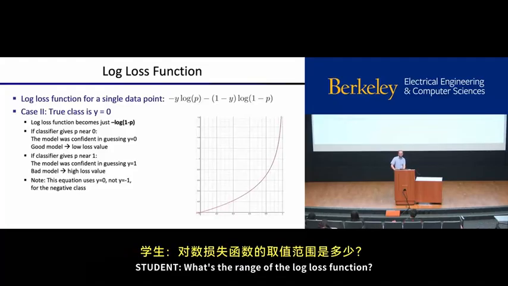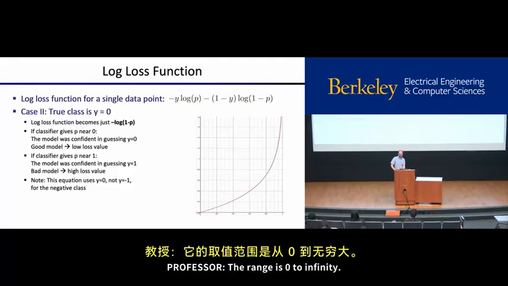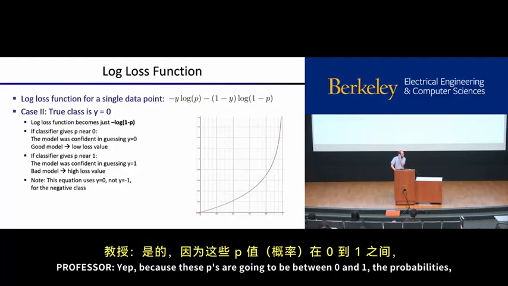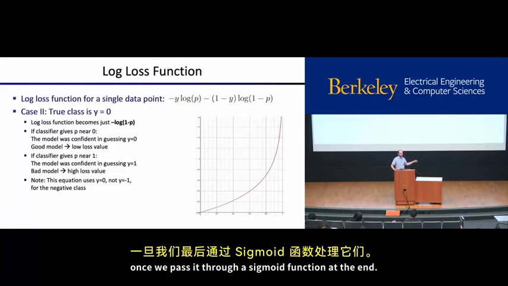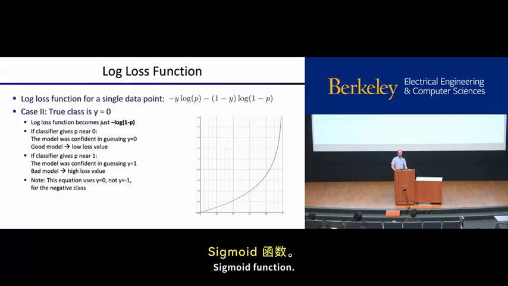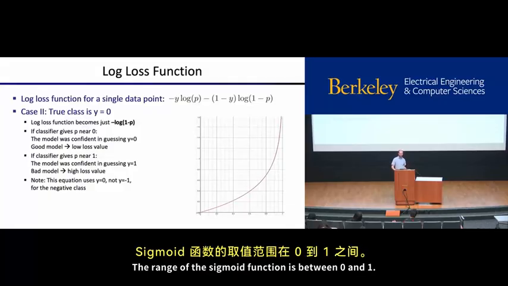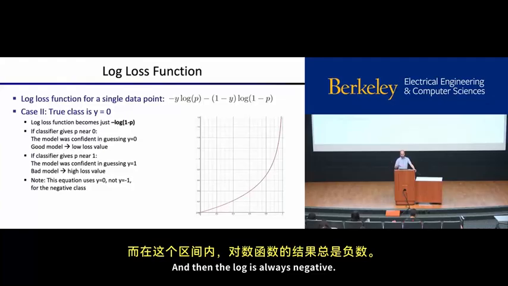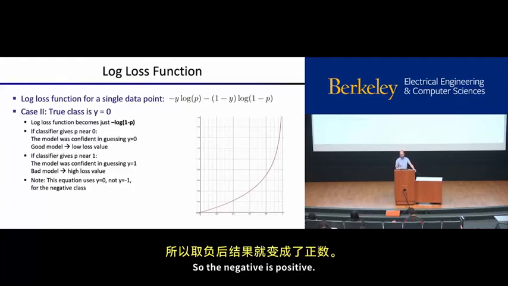Yeah? The range is 0 to infinity. Yeah. Because these p's are going to be between 0 and 1, the probabilities, once we pass it through a sigmoid function at the end. The range of the sigmoid function is between 0 and 1, so we only need to consider the domain here between 0 and 1. And then the log is always negative, so the negative is positive.